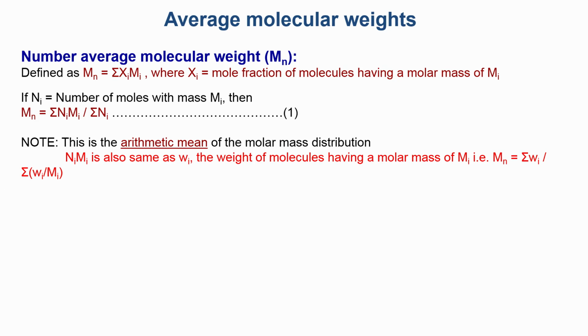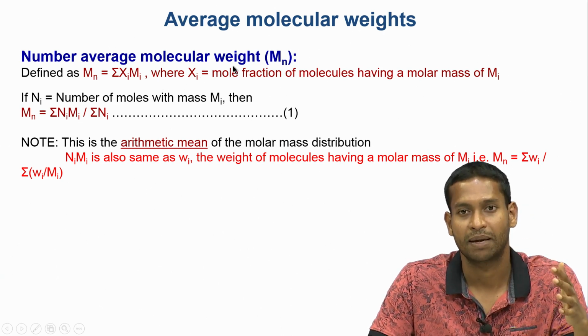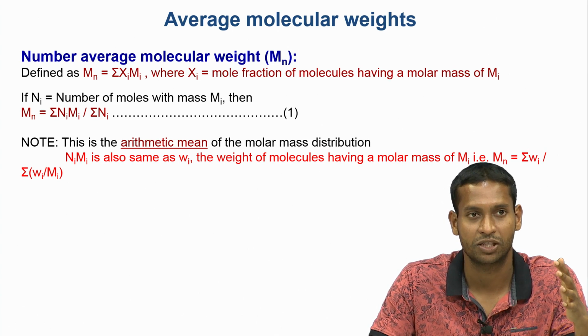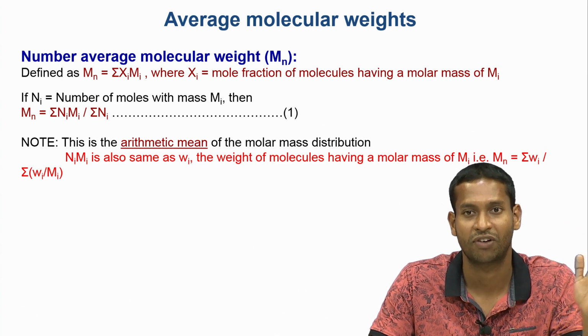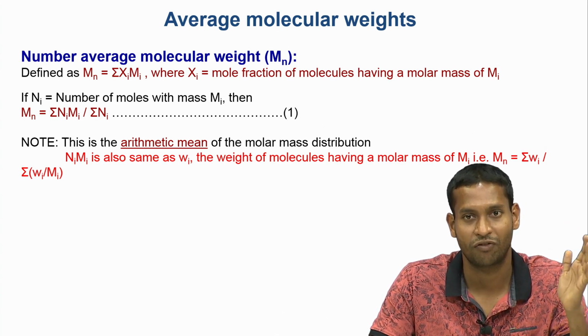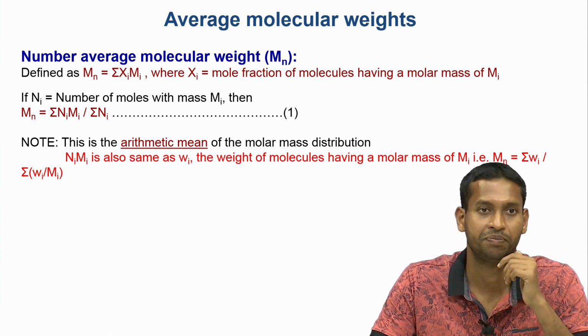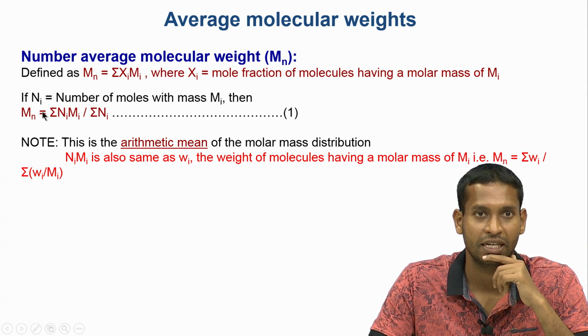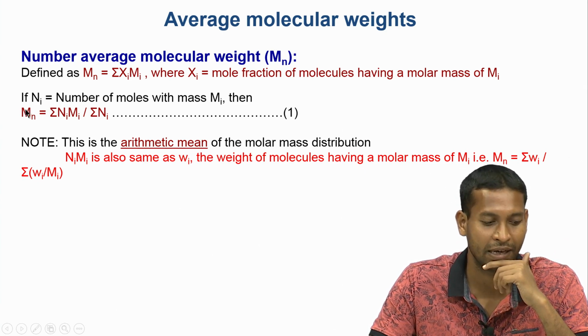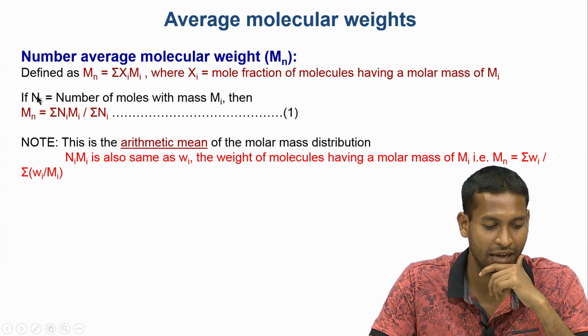One of them is the number average molecular weight, and this is essentially defined as nothing but the sum of the mole fractions of the molecules with different molecular weights. So, let us say I have 3 different types of chains with 3 different molecular weights at different fractions. All I have to do is multiply the fraction with the molecular weight of these 3 chains and then add them up.